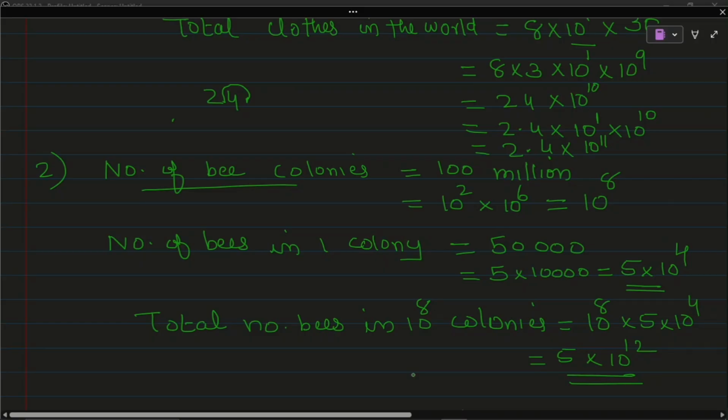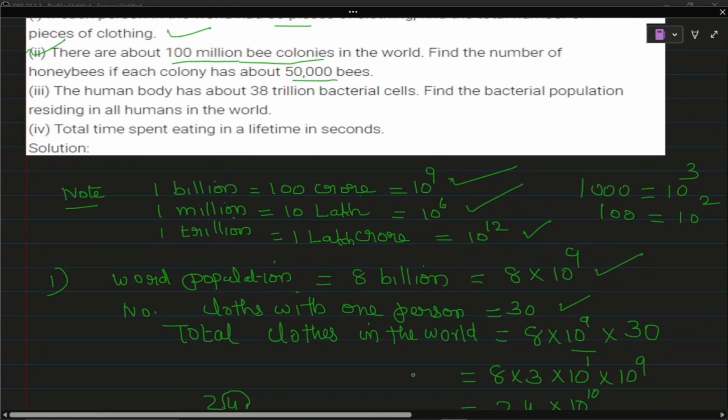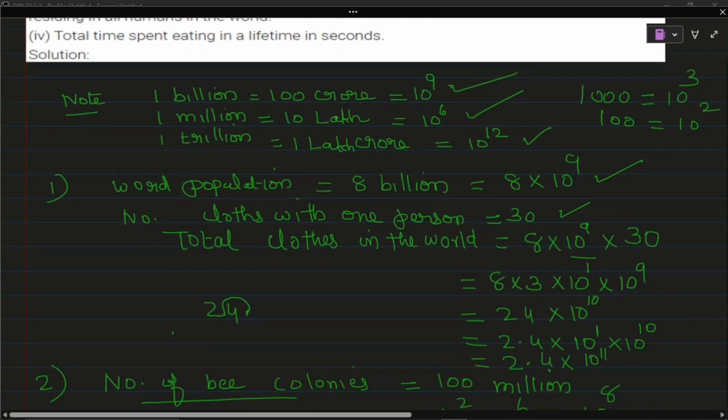Now we will discuss the third part. The third question is: the human body has about 38 trillion bacterial cells. Find the bacterial population residing in all humans in the world. So in one human body there are 38 trillion bacteria, and in the world how many bacterial cells are there, that we have to find. So first we will write the total population of the world.